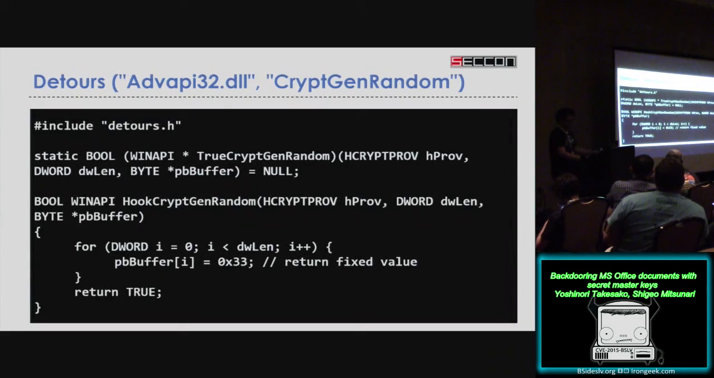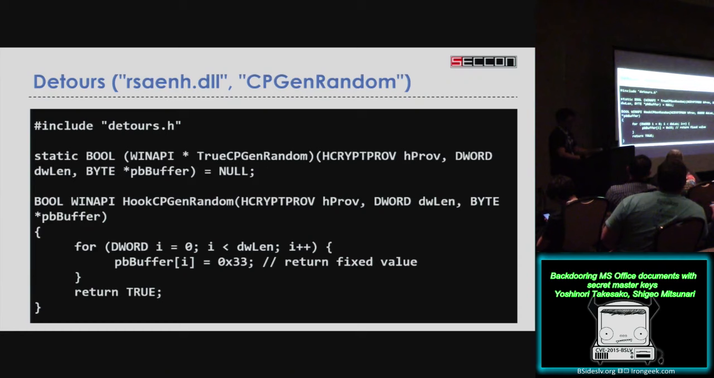And Microsoft Research created a general purpose function hooking library, Detours. It can easily hook an application by DLL injection. In this case, I can hook the CryptGenRandom function in advapi32.dll. Then the hooked CryptGenRandom function always returns a fixed value, 0x33333. In another case, I can hook the CPGenRandom function in the Windows API. The hooked CPGenRandom function always returns a fixed value, which is not a random value.